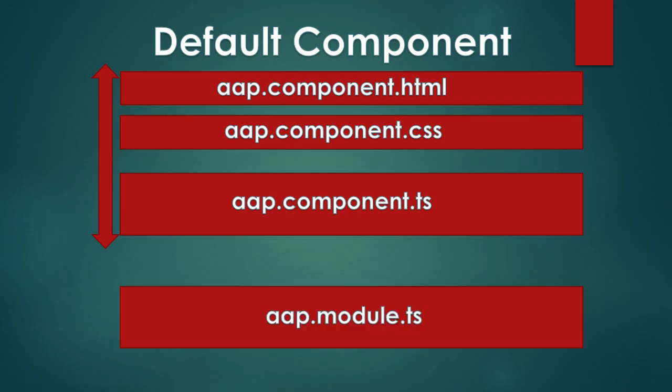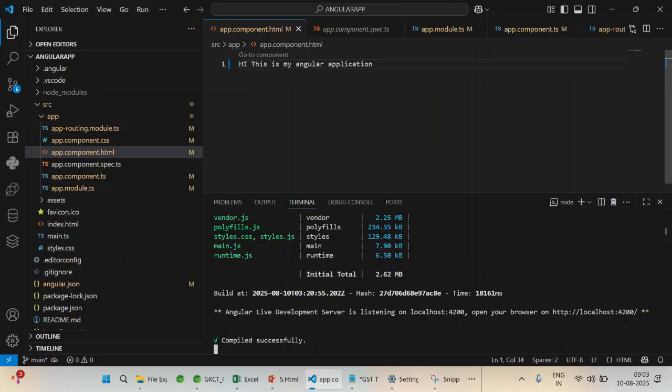And there is another file, app module.ts. This is the main configuration file of Angular. So app module.ts is helpful for configuration purposes. Let's go to our code to see it practically. This is what we did in the last class.